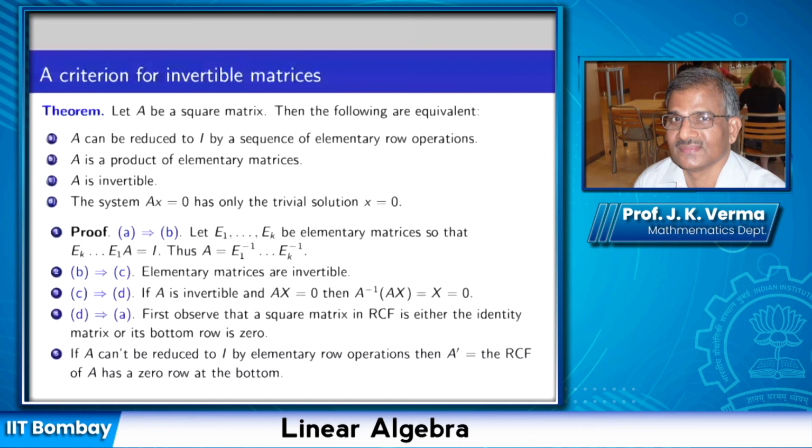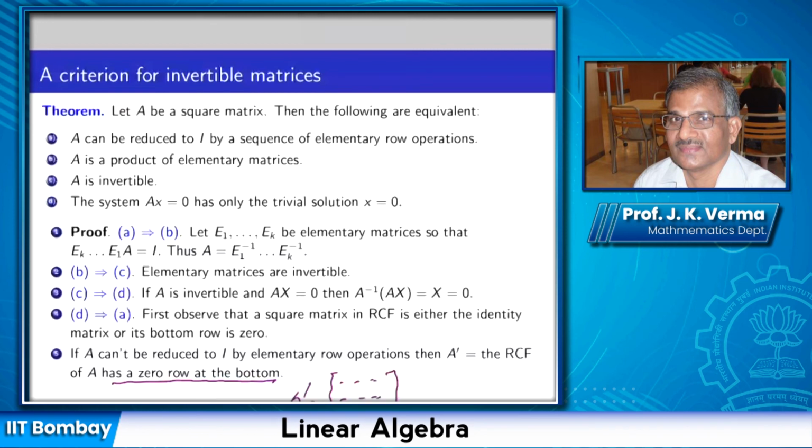So I want to prove that if Ax equals 0 has only the trivial solution, then A can be reduced to the identity matrix by a sequence of elementary row operations. Assume, to the contrary, that A cannot be reduced to the identity matrix by elementary row operations. Then the row canonical form must have a 0 row at the bottom. So there is a 0 row here, and there are other entries. This is my row canonical form.